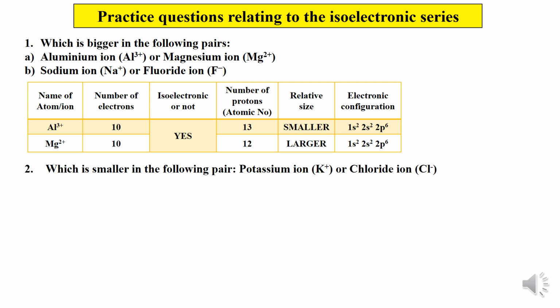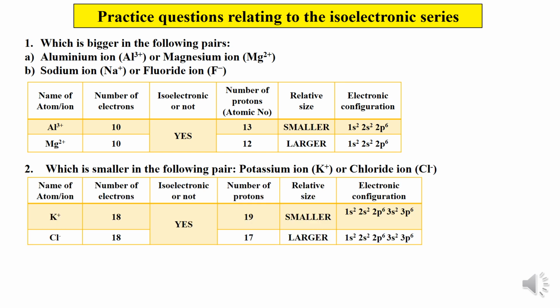The next question, which is smaller in the following pair, potassium ion or chloride ion? Once again, follow the same scheme. Check whether they are isoelectronic. Both potassium ion as well as chloride ion have 18 electrons, and therefore they are isoelectronic. So count the number of protons now. Potassium ion has 19 protons as compared to chloride ion with 17 protons. The smaller will be the one with more protons. So potassium ion has 19 as compared to chloride ion with 17, so it will be smaller.